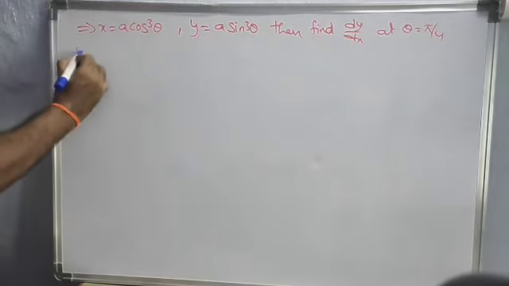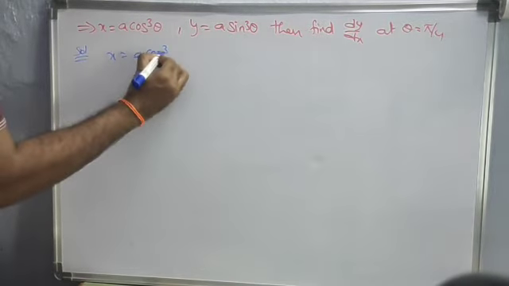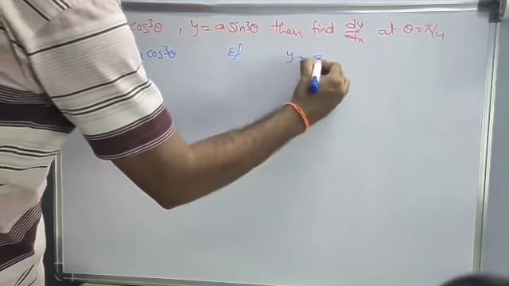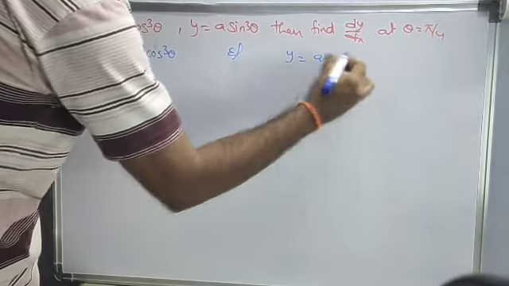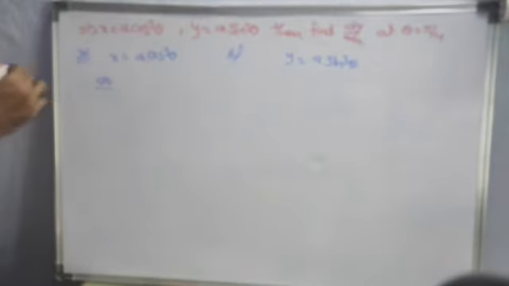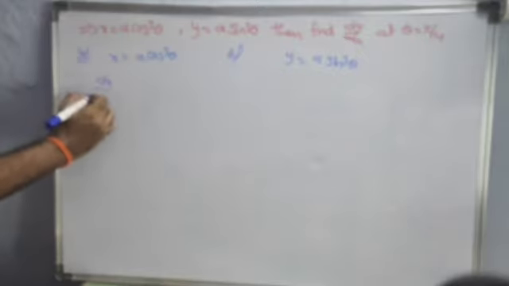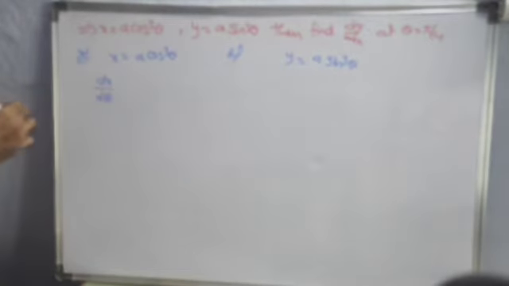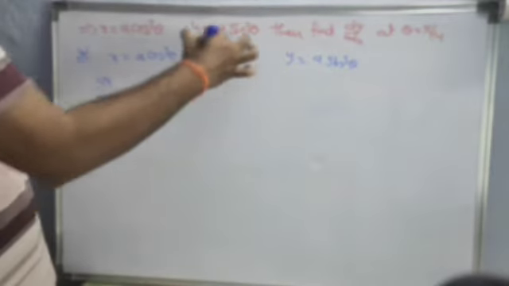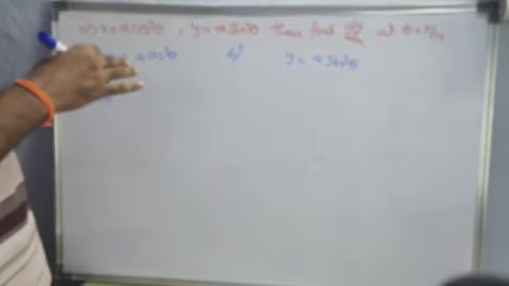In the solution, x equal to a cos cube theta and y equal to a sin cube theta. So x, y have the independent variable theta. So compulsorily here I have to differentiate with respect to theta. x, y are the parametric forms in terms of theta, not t. In our previous problem we took t.